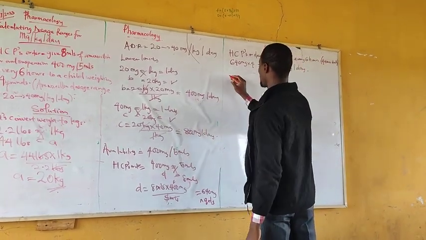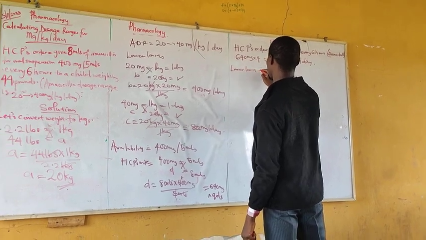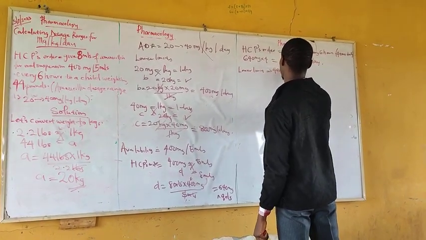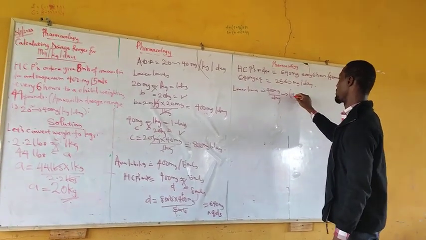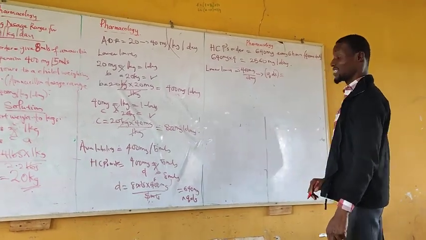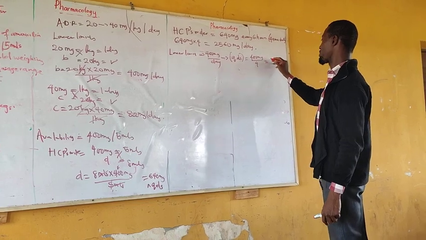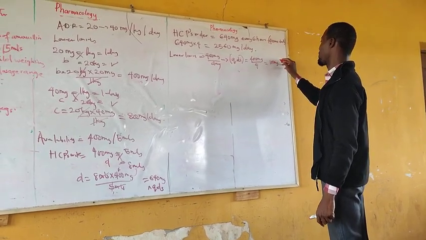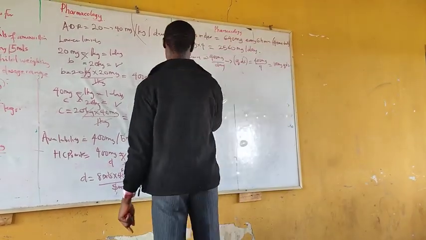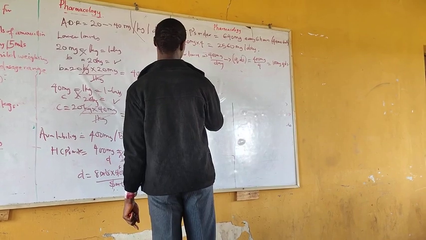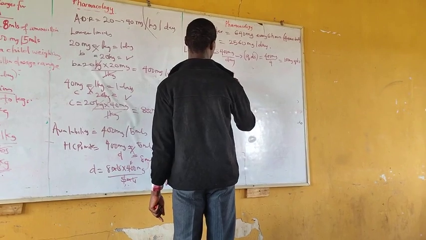So, for lower limits now, lower limit is what? 400 milligram per day. Right? We want to put this to what? QDS, 4 times a day. Is that not so? That would be 400 milligram over 4. We have what? 100 milligram QDS. For the upper limit, this was 800 milligram per day.